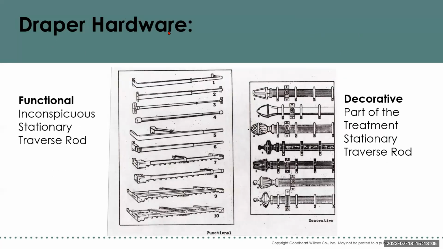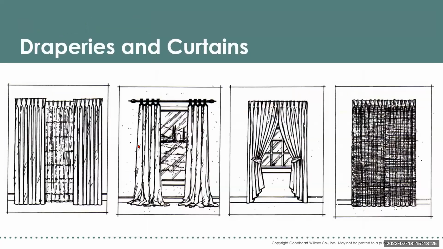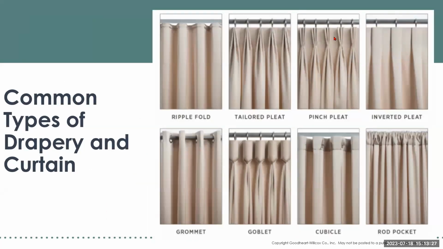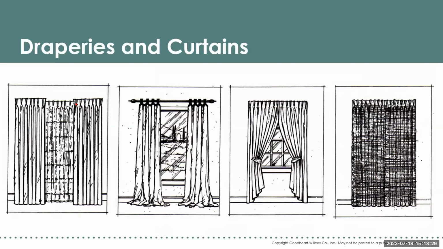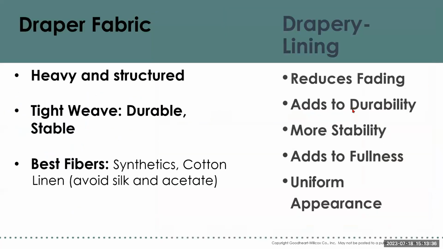Also, drapery hardware is something that is different. There's both functional, which is very mechanical, and then there's the decorative. With drapery, they tend to need these very inconspicuous stationary rods and traverse rods. So when you see this very structured top right here, a lot of times it's hidden. All of that traverse rod is hidden, and it's housed. You see this in hotels and such.